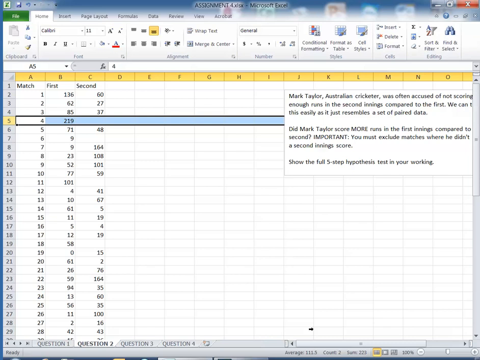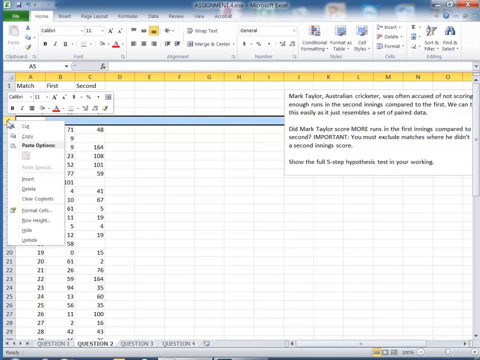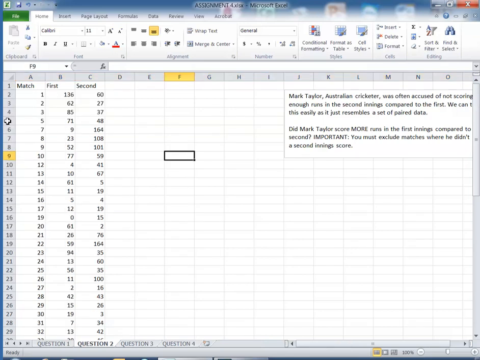The next question is very similar to that first one. It's looking at Mark Taylor's cricket scores. And did he score more runs in the first innings compared to the second innings? And it says exclude matches where he didn't score any runs in the second innings, like this one here. We have no value there. So first of all, we get rid of those cells, those rows. Another way we could do it is by sorting the table, but I'll just delete them. Make sure we don't include them.